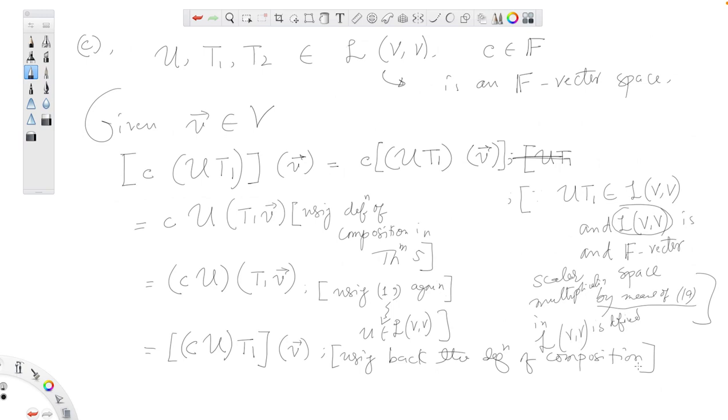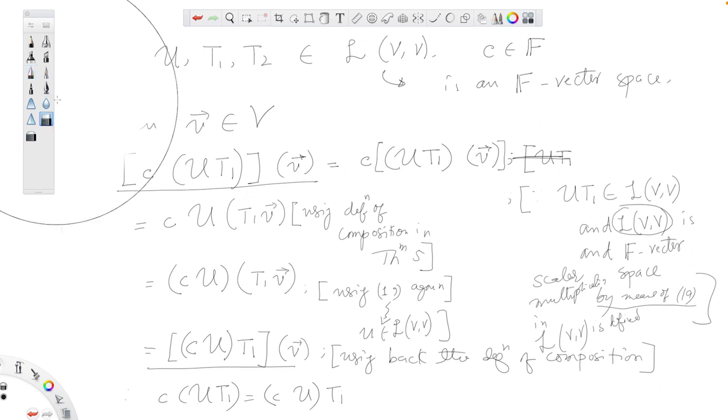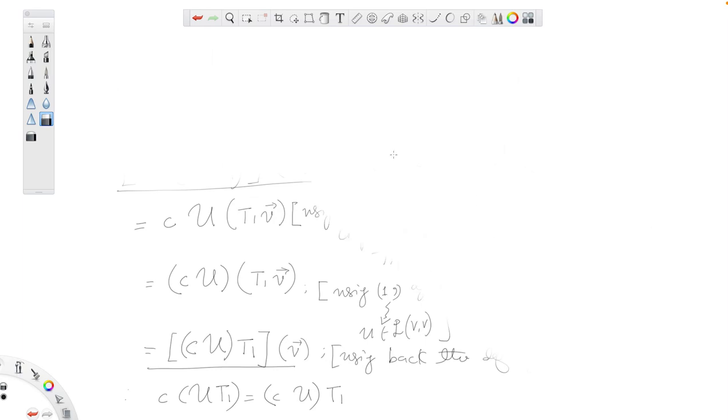So we started with the left hand side here, and we arrived here for any vector V in the vector space V, so that (cU) composed with T1 is equal to cU, where cU is a linear operator, and that gets multiplied with T1. Good.